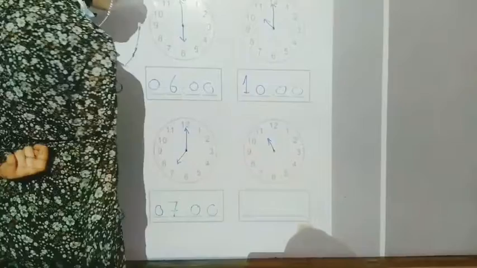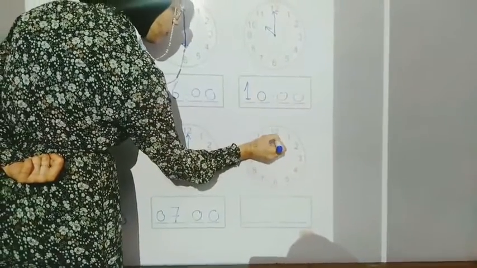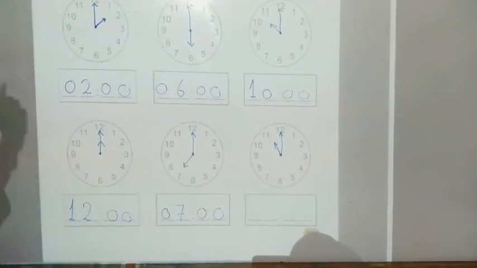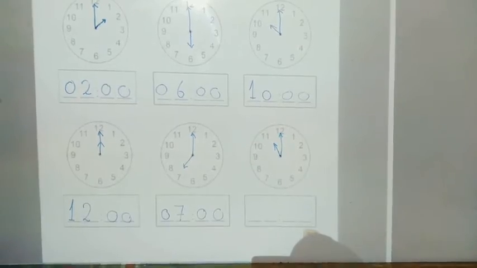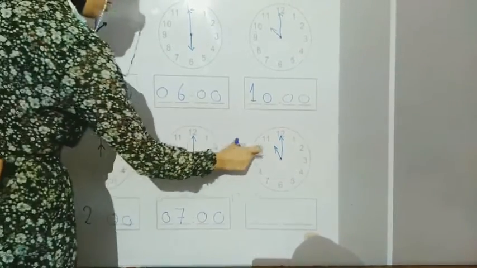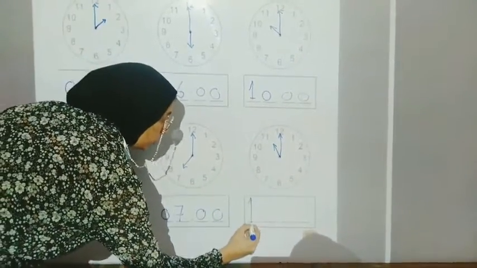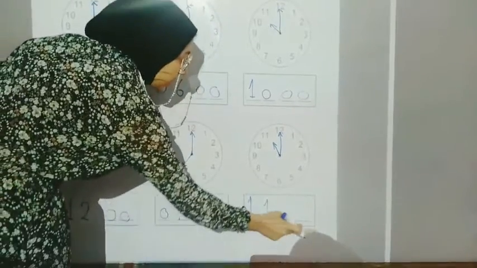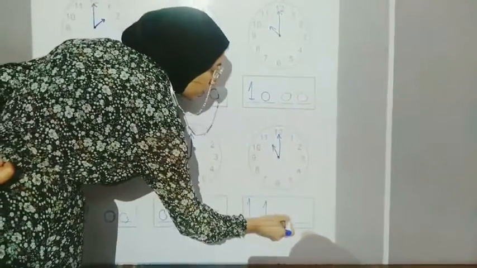The short hand points to 11, while the long hand points to 12. So the clock now is what? 11 o'clock. How do I write 11 o'clock? In the hour place I put 11, and in the minute place it is o'clock, so I put 0, 0.